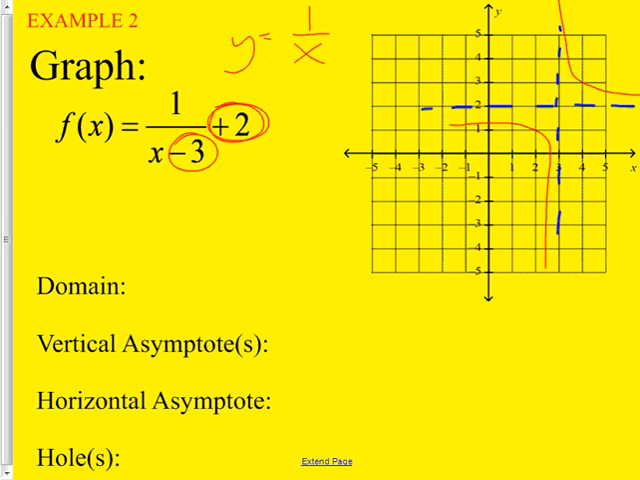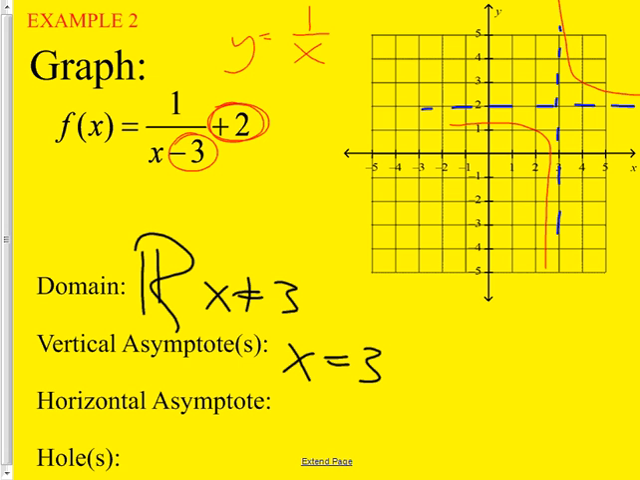All right, last part. Fill in the 4 questions. Domain, all reals, big R, except x cannot be what? 3. And in this case, that creates a hole or an asymptote? That creates the asymptote. X equals 3. There is no hole then.